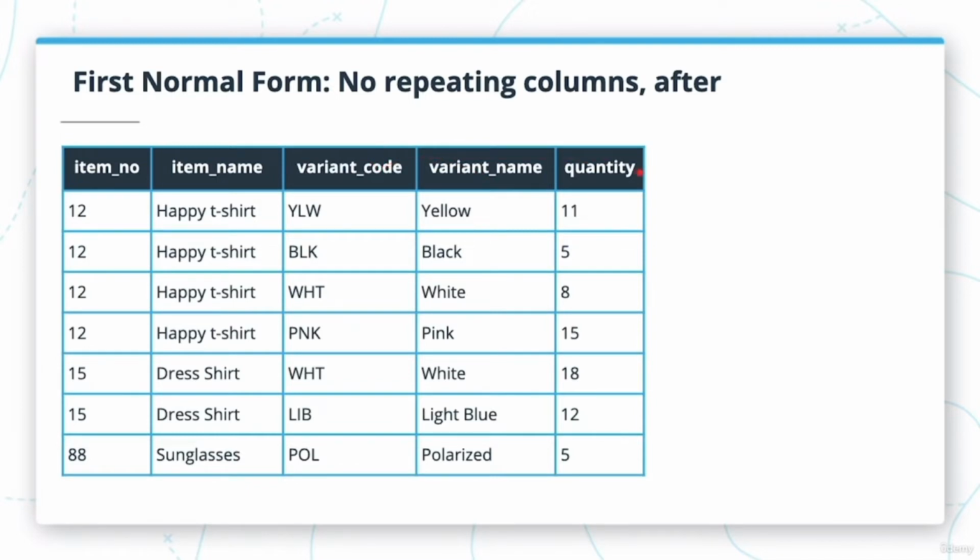We've now split those up into rows of data, where our Happy T-shirt product, which had 4 variants, now has 4 rows of data, but only one variant column in each row. Notice that this is also causing the same kind of duplication of data that we saw for the phone numbers, but in further lessons, we're going to see how to fix that.